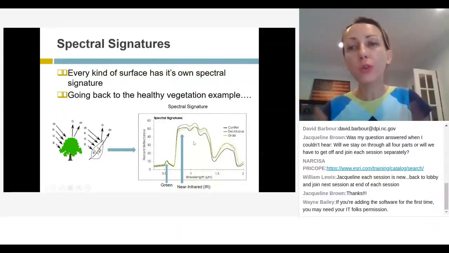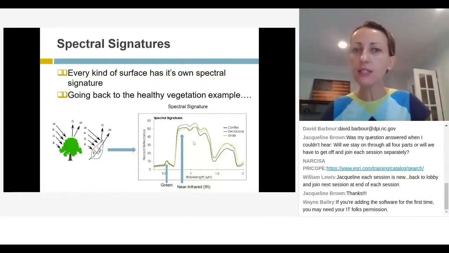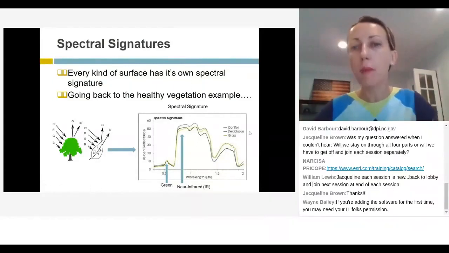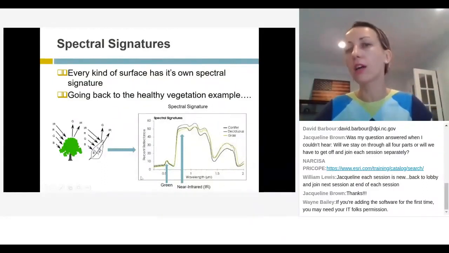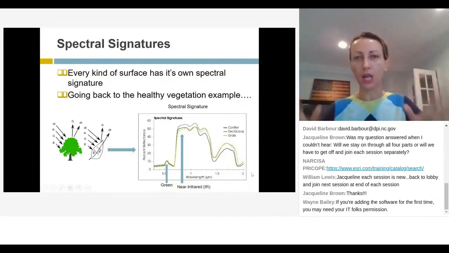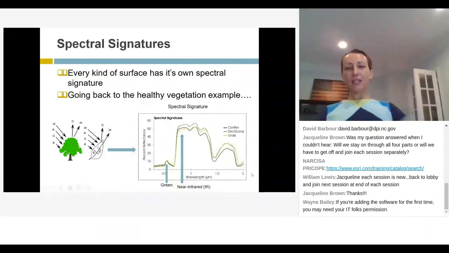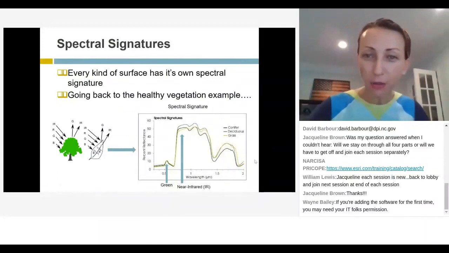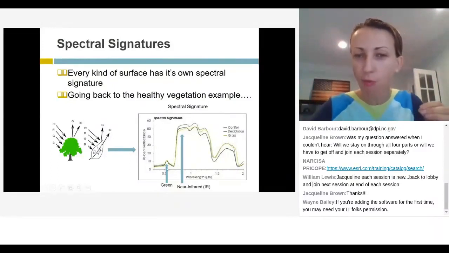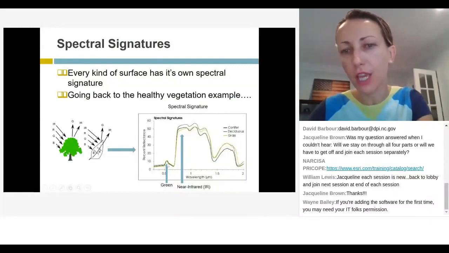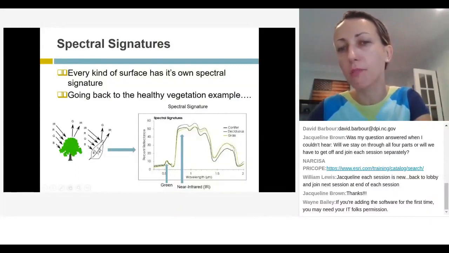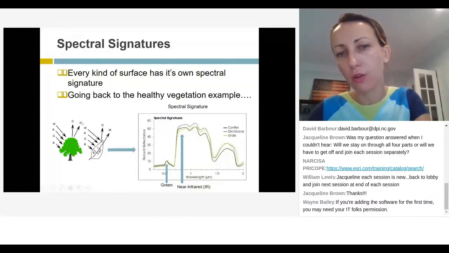So the way we classify or separate out these surfaces is by their spectral signature, by the way that they interact with that incoming solar radiation along the electromagnetic spectrum. I know that's a lot to say, but basically it's how they take in blue or green. And you see, this is all vegetation. What is it going to do? It's going to spike in green, like I showed you here in this graph.